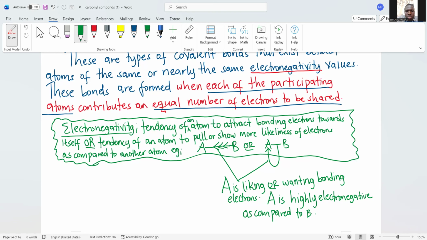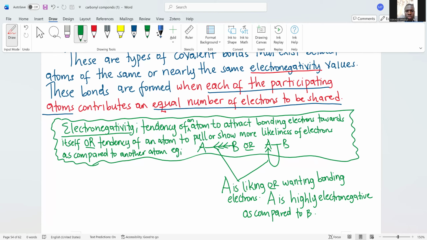It's like when we are studying, normally there are those students who want to fight a lot. They always want to show that they are present. They always want to fight. We call them, you can think about them as electrofightive. They want to fight as compared to the others. So that's what we mean by electronegativity.